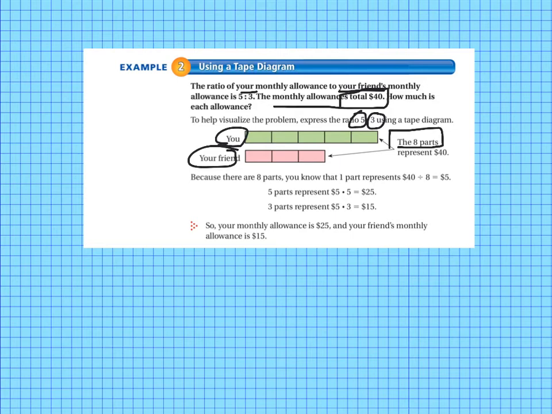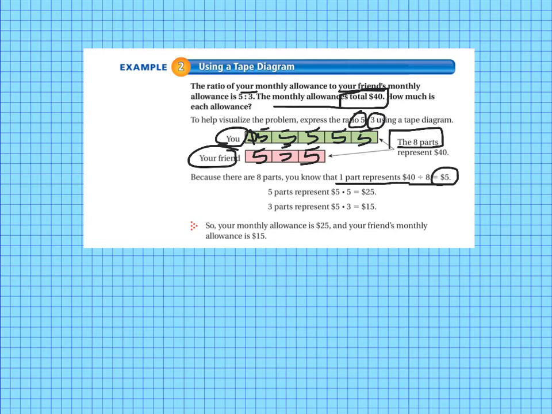And because there are 8 parts, you know that one part represents 40 divided by 8. So we want to find out how much money is in each box. So 40 divided by 8 equals $5. So if you were doing this on the board, I would have you write a 5 in each box because each part is worth $5 because 40 divided by 8 equals 5.